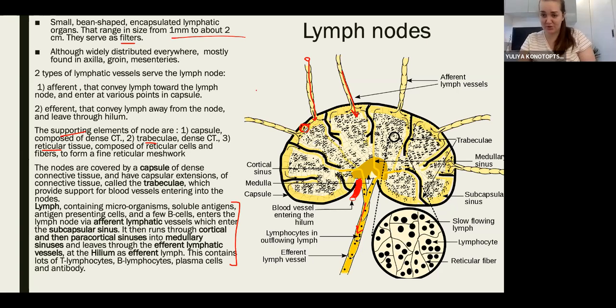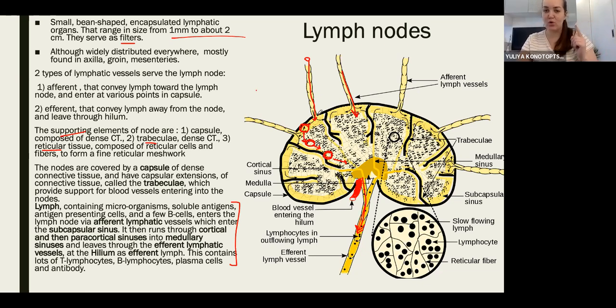From the subcapsular sinus, you go to the cortical sinus. From the cortical sinus, you go to the paracortical sinus. From the paracortical sinus, you move to the medullary sinus, and from the medullary sinus, you go out through the efferent lymphatic vessel. So that's the lymphatic pathway. I repeat, you start with the afferent lymphatic vessel, subcapsular sinus, cortical, then paracortical, then medullary, then efferent.